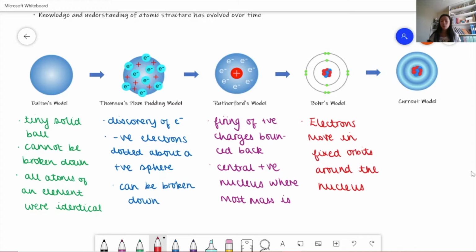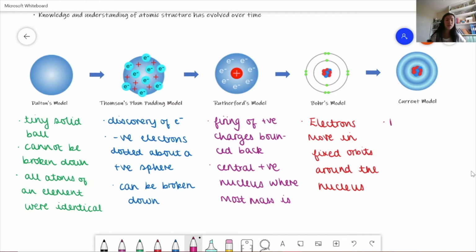And then after Bohr, scientists then discovered that the nucleus was made up of two types of subatomic particles. So we had protons and neutrons. And as a result of these discoveries, we now know that atoms can be broken down into smaller particles, so protons, neutrons, and electrons. Atoms of an element have identical numbers of protons and electrons, but can have different numbers of neutrons. And atoms of different elements have different numbers of protons and electrons.